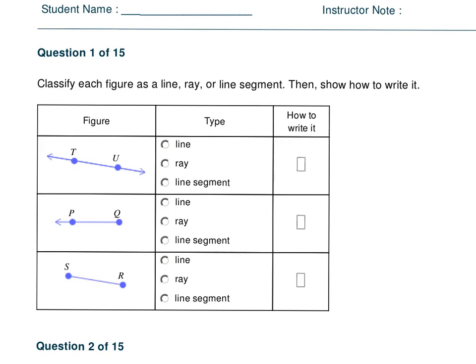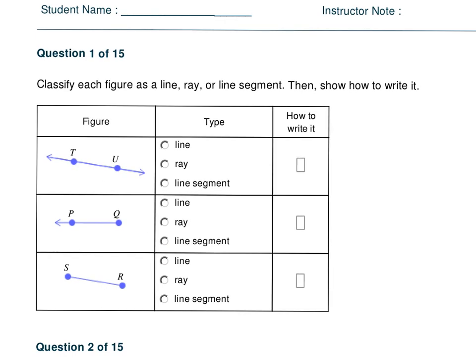So we're looking at the geometry midterm practice test right now. Question 1 asks us to classify each figure as a line, ray, or a line segment, and then show how to write it. For this problem, I'm not too focused on how you're writing it. I want you to be able to tell me, is it a line, is it a ray, or a line segment? So our first figure is a line because it goes on in both directions to infinity.